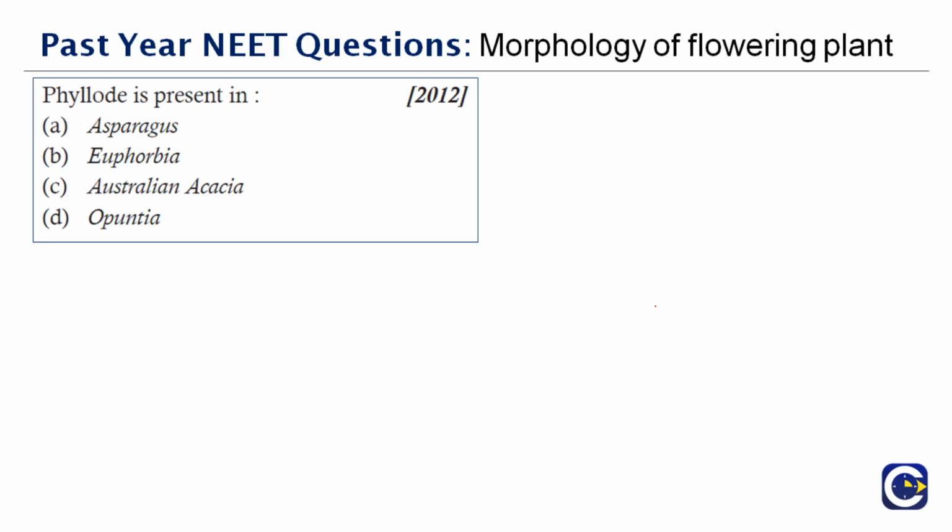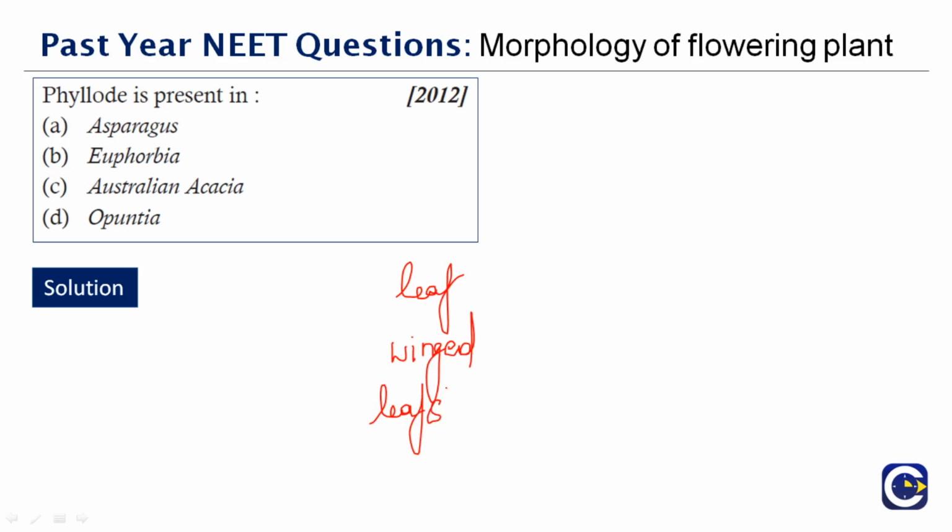Next question here. Phyllode is present in dash. Very easy question because we just now discussed it. But anyways, I will discuss again what is a phyllode for you. See, a phyllode can be defined as a winged leaf stalk which functions as a leaf. Okay, it's a winged leaf stalk. A phyllode is a leaf petiole which becomes leaf-like and performs the functions of the leaf. An important example includes Acacia.